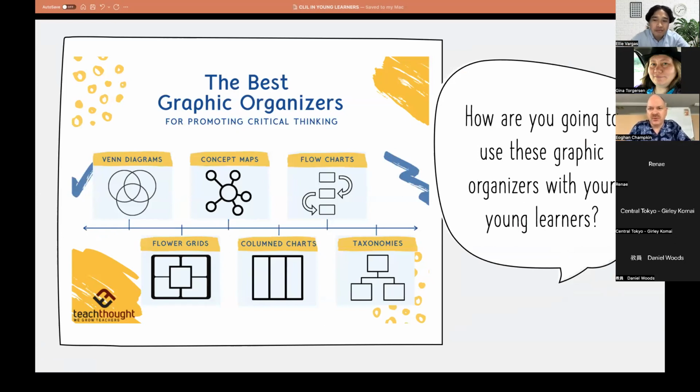Have you ever used a flower grid? Flower, no. It's kind of similar to concept maps, but maybe it's a Venn diagram. I assume that the middle part is the similar parts, or the top, or maybe it's related to concept maps. Maybe other people can tell us about it.